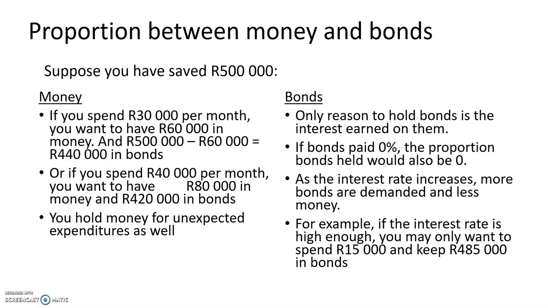Then let's look at bonds. The only reason to hold bonds is the interest earned on them. So if bonds paid 0%, the proportion of bonds held would also be 0. As the interest rate increases, more bonds are demanded and less money. For example, if the interest rate is high enough, you may only want to spend 15,000 Rand and keep 485,000 Rand in bonds.